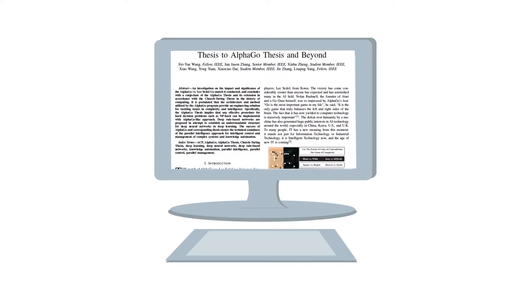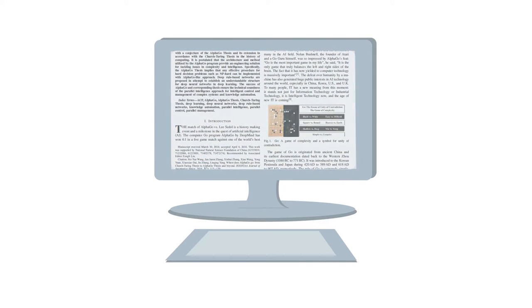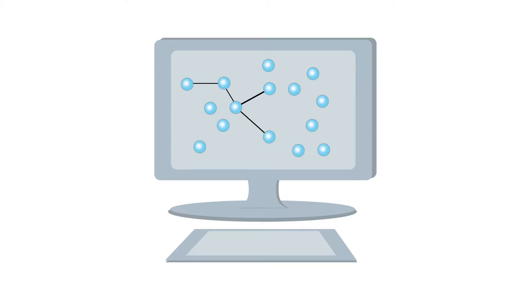As outlined in a recently published paper, AlphaGo and programs like it possess the computational architecture to handle complex problems that lie well beyond the game table.